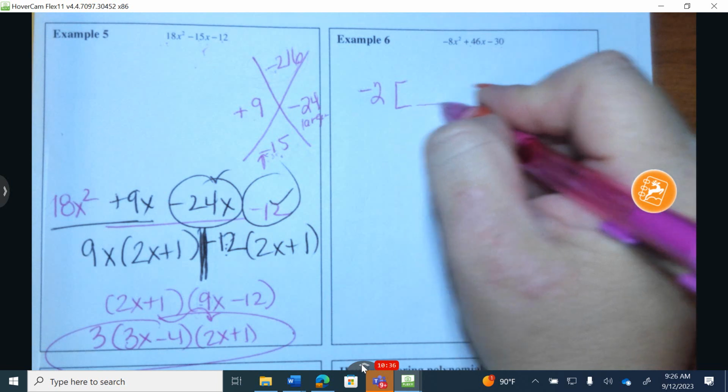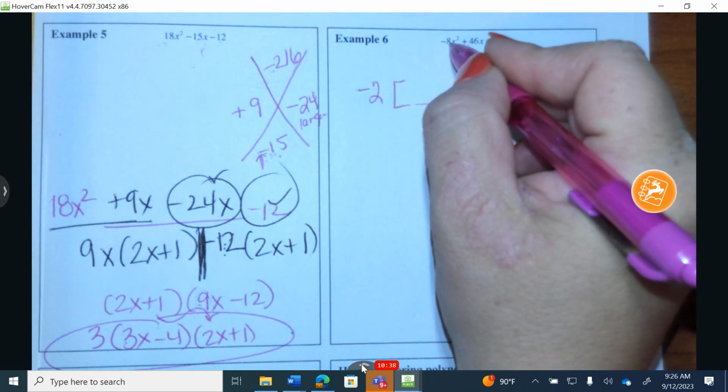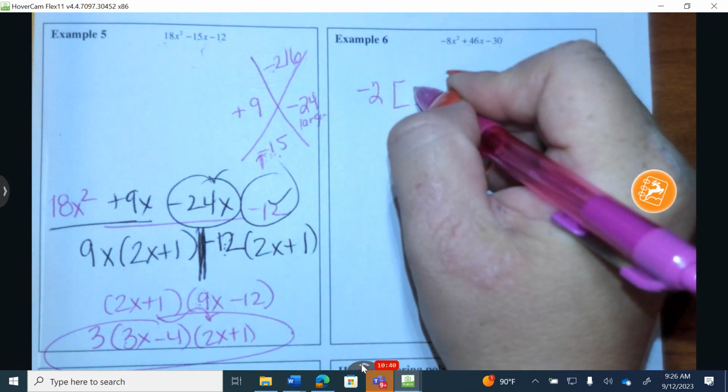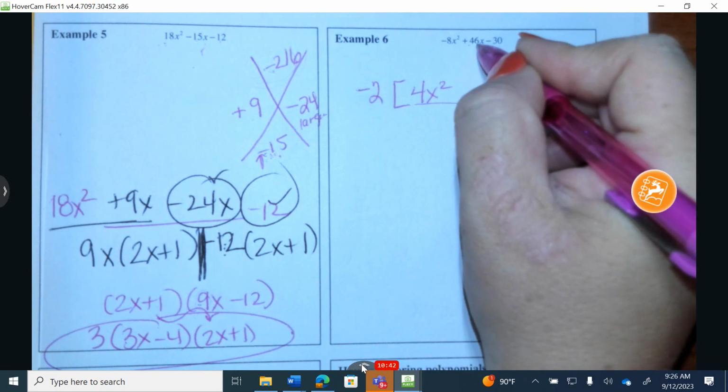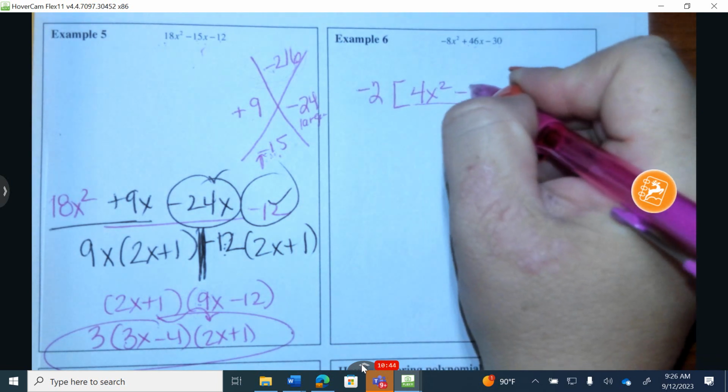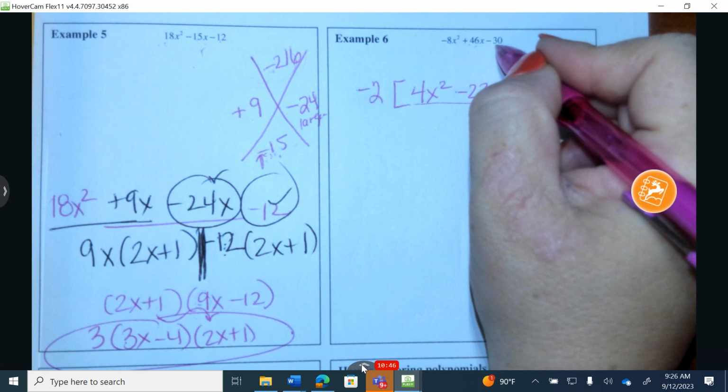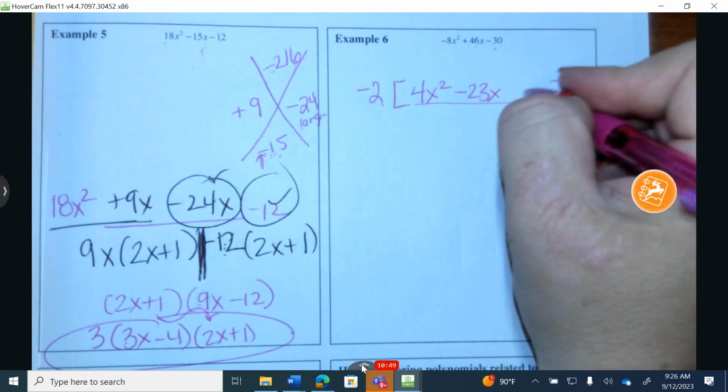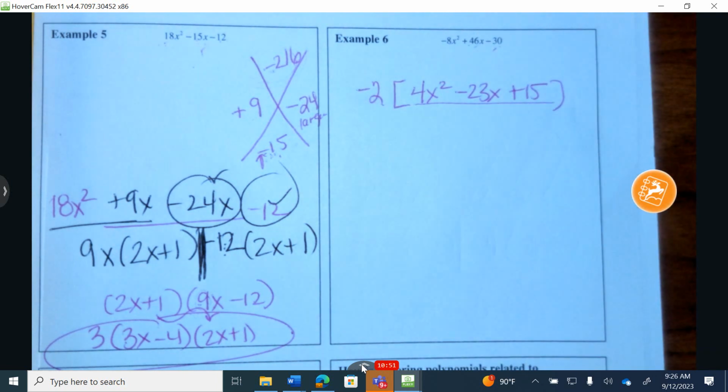Okay, so I'm going to figure out what would go here. Negative 8 divided by negative 2 is a 4. 46 divided by negative 2 is a negative 23. Negative 30 divided by negative 2 is a positive 15. If you're like, Miss Bradley, I have to use a calculator to do that? No shame, use a calculator.